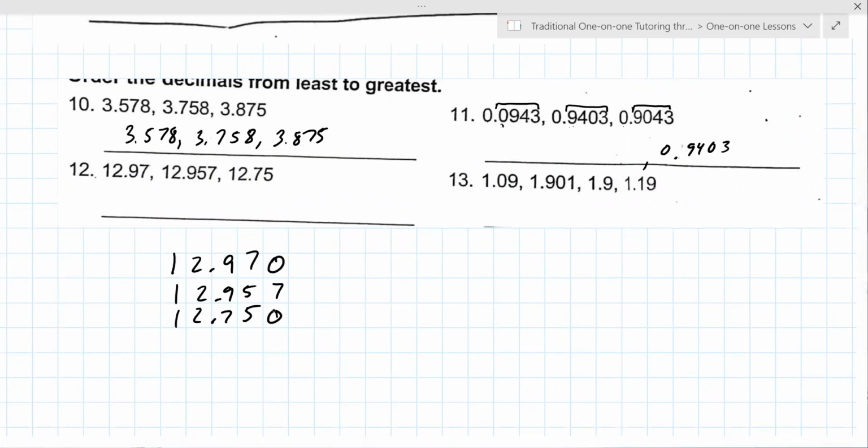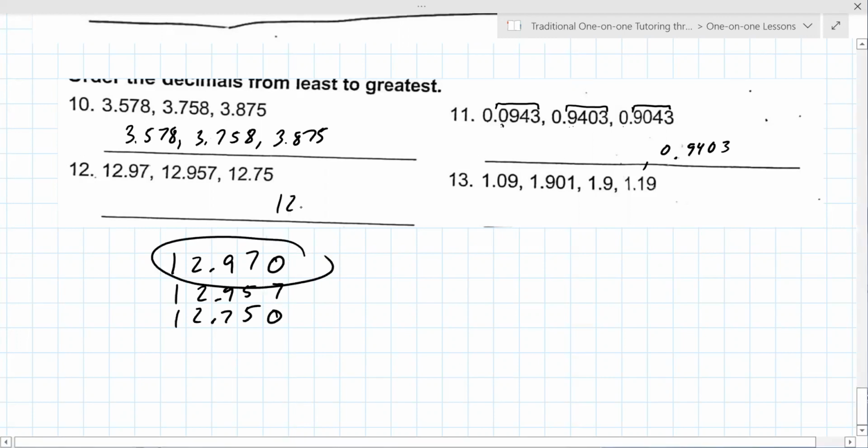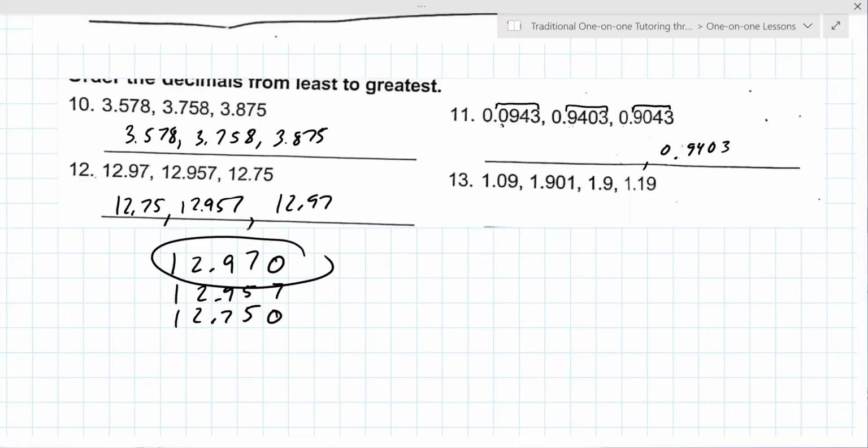So it would be 12.970. Yes, that's the largest one. Okay, and then the smallest one is the 12.75. And then the middle one is the 12.957. Go ahead and try that last one. I'm going to step away for 30 seconds, but I'll be right back. Go ahead and try that last one, please.